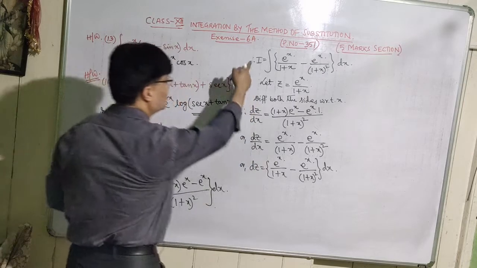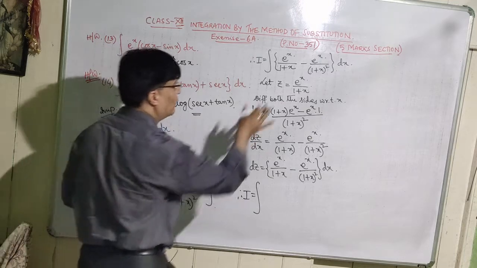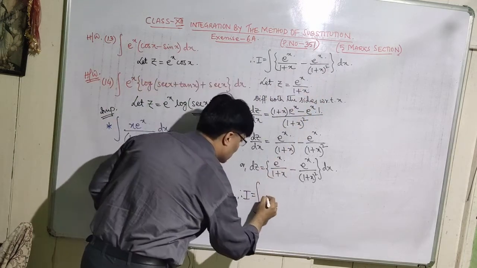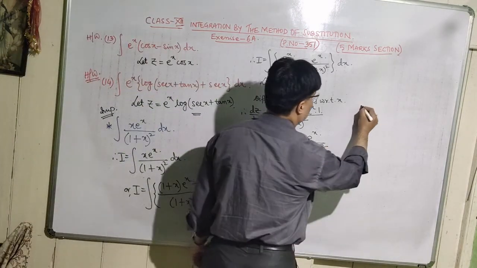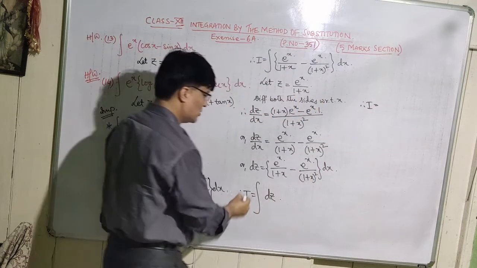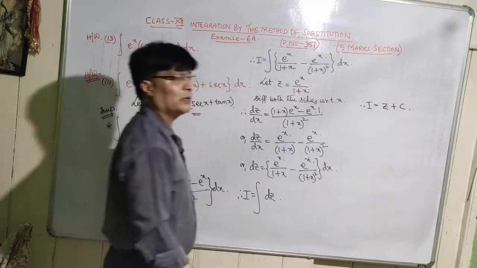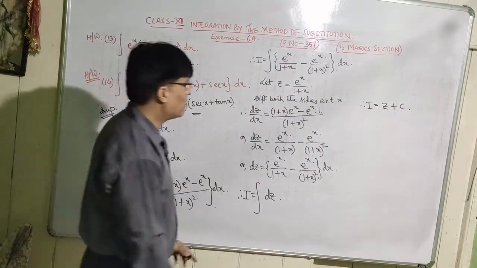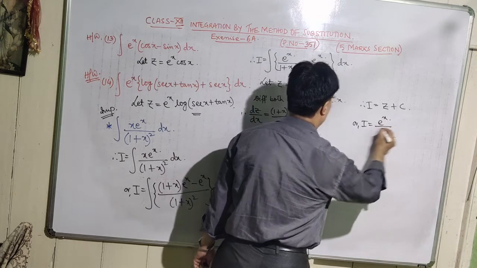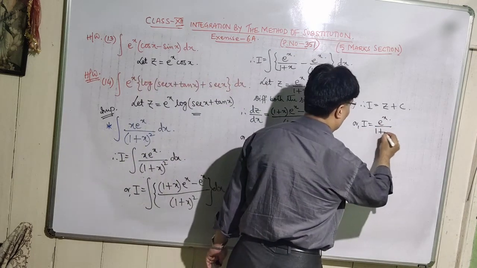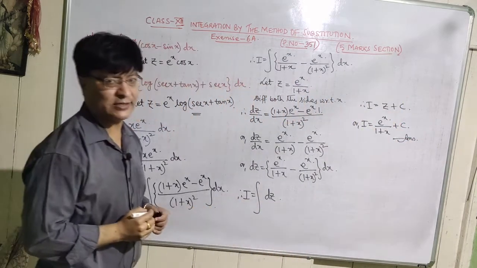Now let us put these values in I. So therefore I is equal to integration of, what is the value of this whole expression? It is only dz. Is that understood? So therefore I is equal to, what is integral sign dz? Z. That means integral sign dz is z plus c. Now what is the value for z? It is e to the power x upon 1 plus x. Or I is equal to e to the power x divided by 1 plus x plus c. So this is the final answer.